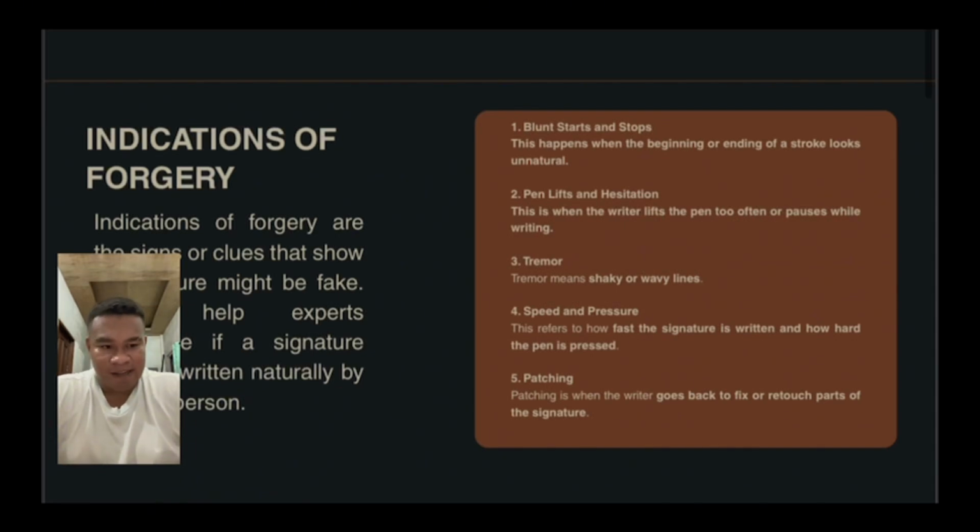Next is patching. Patching is when the writer goes back to fix or retouch part of the signature. It shows correction or retracing of the signature. A signature with patching usually means a forgery, because real signatures are usually written in one smooth motion.